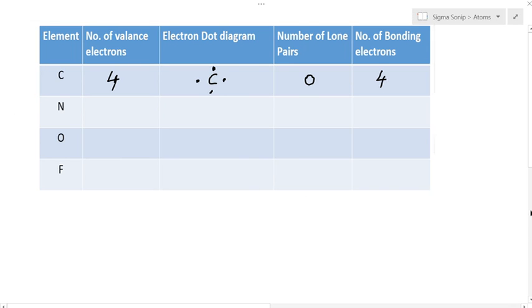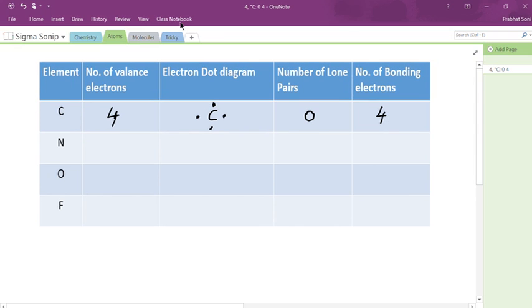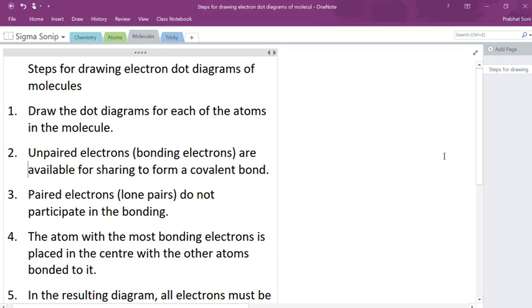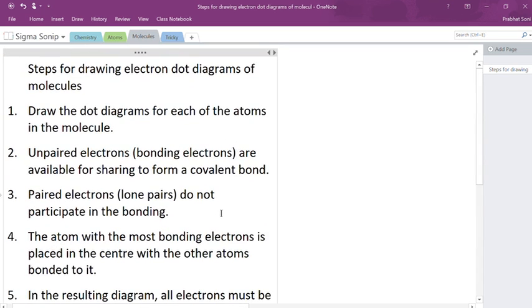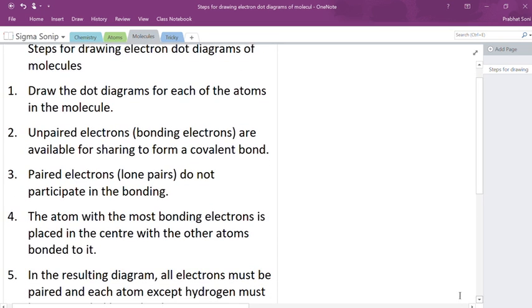Okay, so we have talked about electron dot diagrams of atoms, but we have electron dot diagrams of molecules as well, and that's what we are going to look at now. When we are trying to draw electron dot diagrams of molecules, we follow certain steps, but these steps are really elementary and quite intuitive. We will basically be going through one of the examples, and that will tell us more about how to draw electron dot diagrams of molecules.